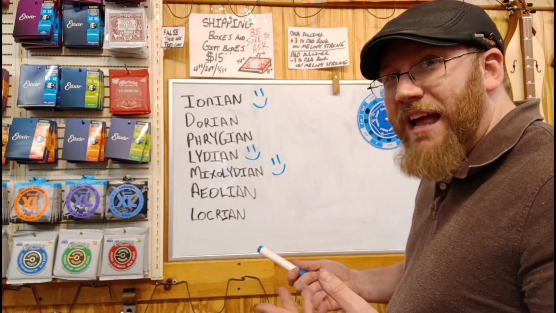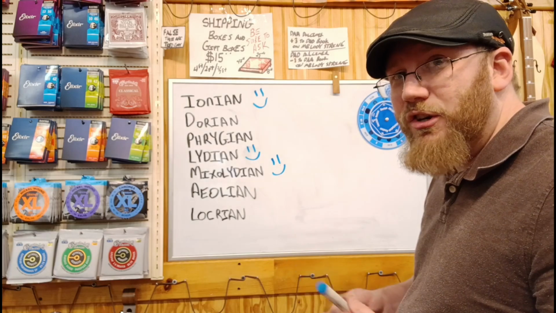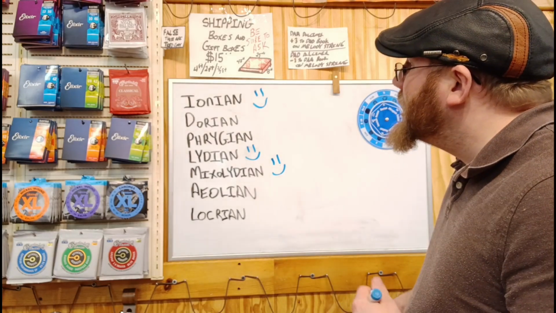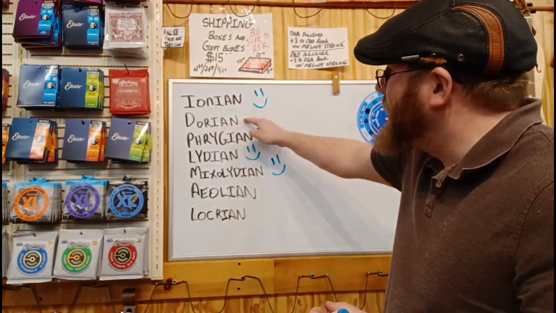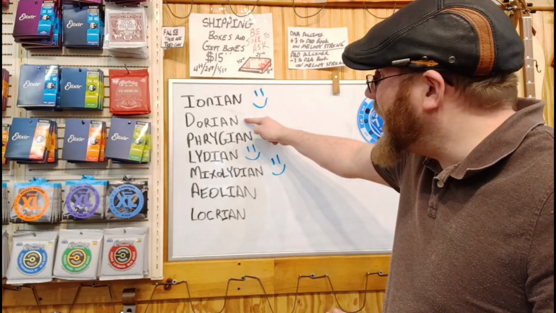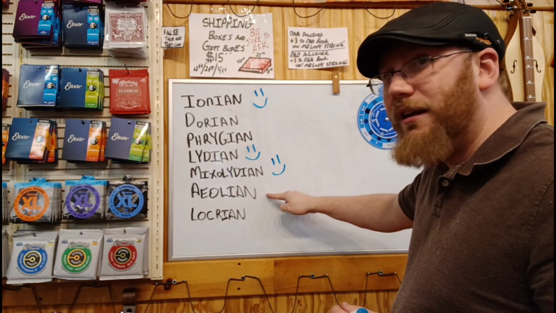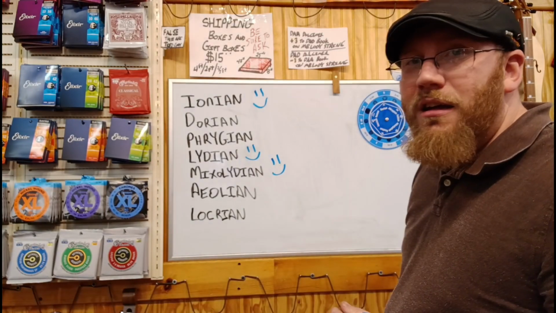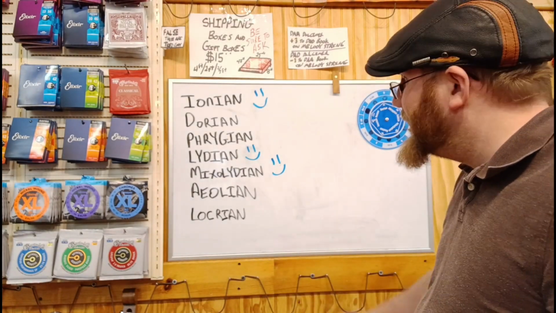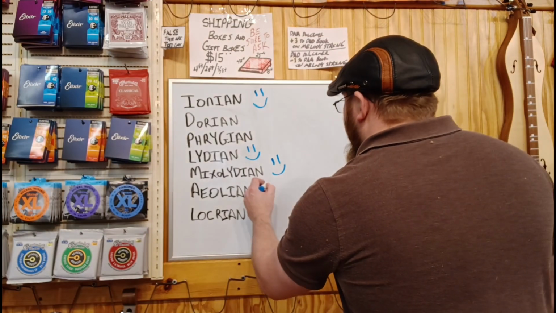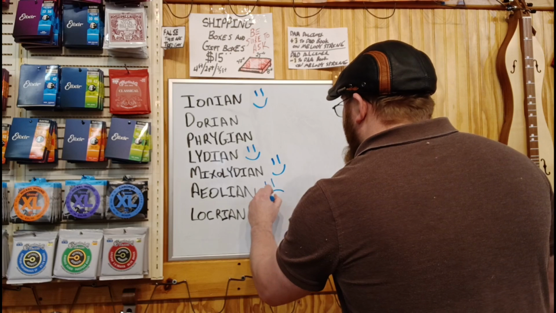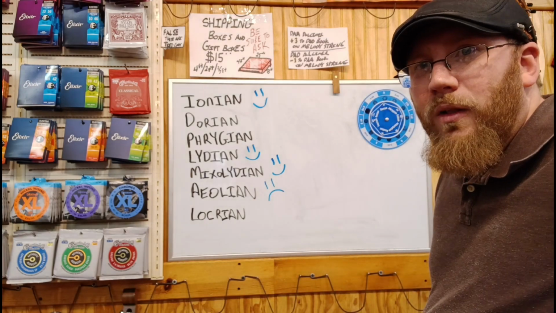Then we have 4 more. 3 of which are sad scales. 1 of them is a sinister scale. Okay? The word Dorian is a sad scale. Phrygian, sad scale. Aeolian, sad scale. The sad scale that you're familiar with is Aeolian. We'll make a sad face for Aeolian.